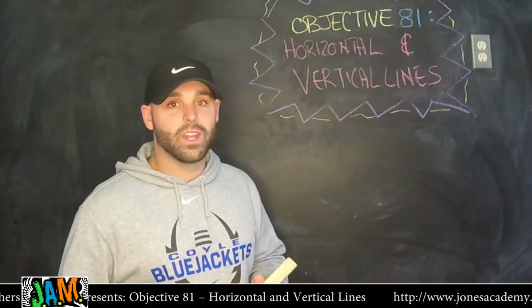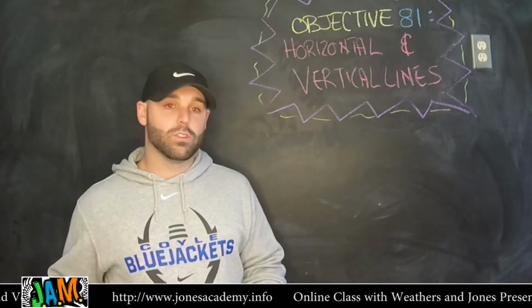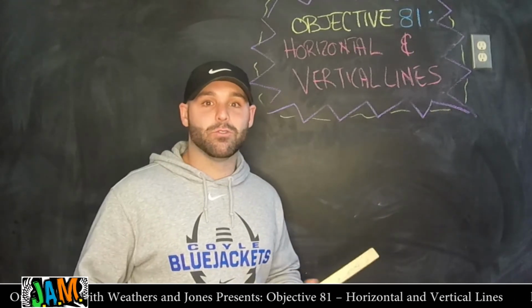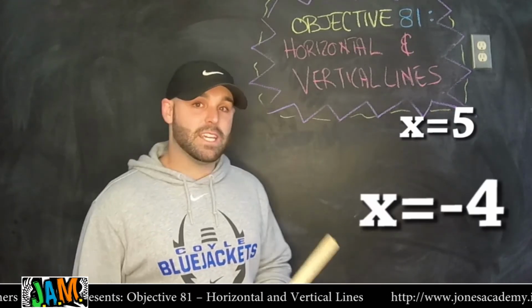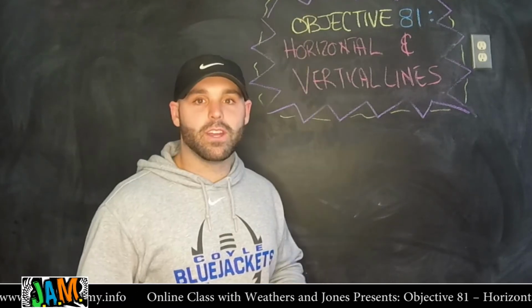Now that we know that equations like y equals 3 and y equals -2 give you horizontal or flat lines, wouldn't it make sense that equations with x equals 5, x equals -4 give you vertical lines? That makes sense, right? Remember, vertical means an undefined slope. So let's take a look at an example.